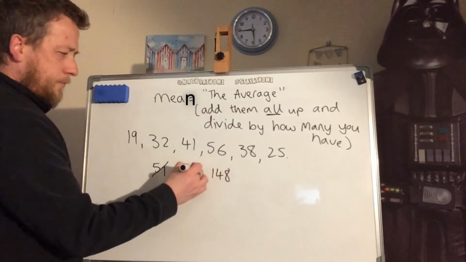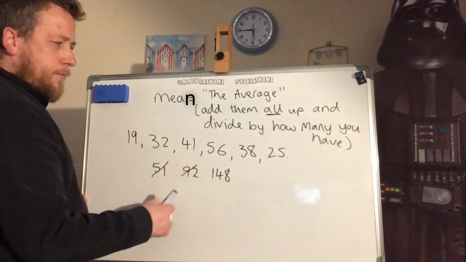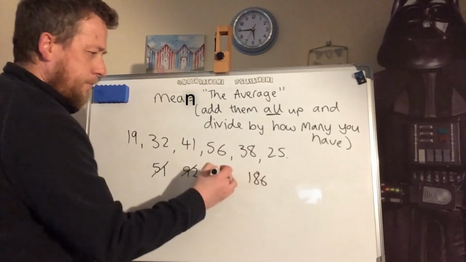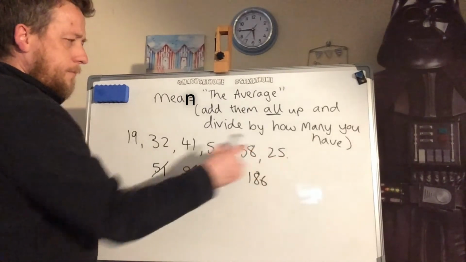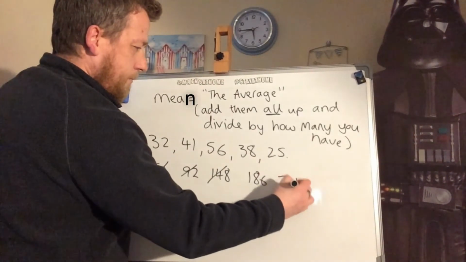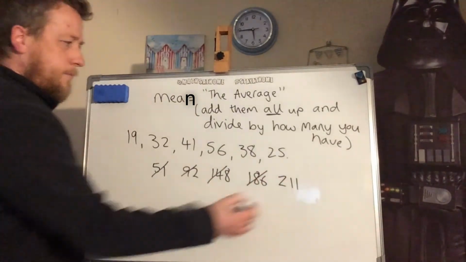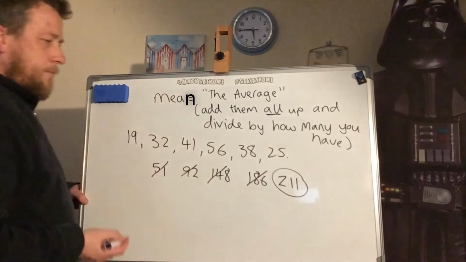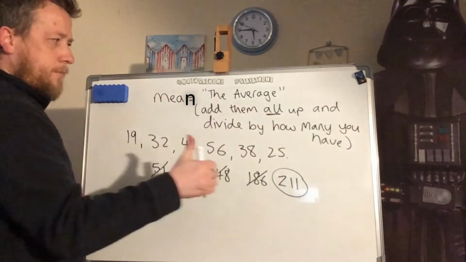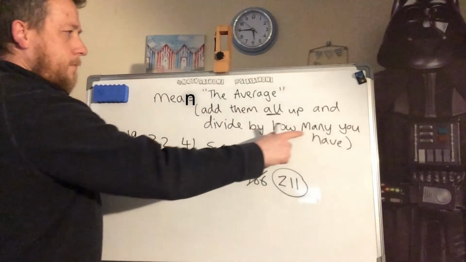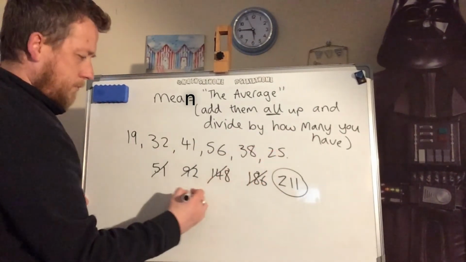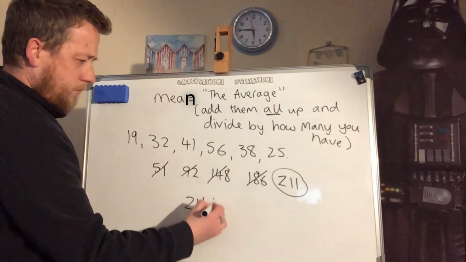There we go. Then we've got to add on the 38, and we're keeping this nice and organised, crossing out the previous total so that we don't get ourselves confused, and add on the last number, the 25, and we have 211. So we've done the difficult part, if you like. We've added up all the numbers, and now we have to divide by how many? This time we have got 6.